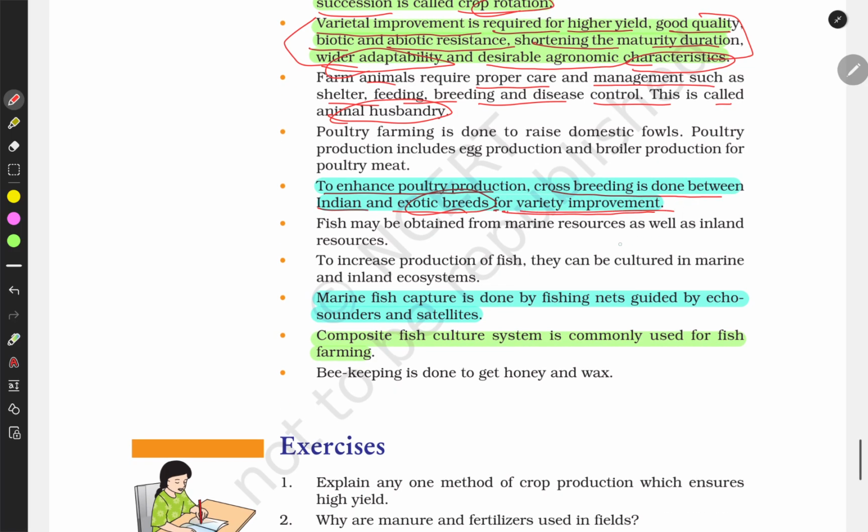Fish may be obtained from marine sources as well as inland sources. Marine fish capture is done by fishing nets guided by echo sounders and satellites. And the composite fish culture system is commonly used for fish farming. And beekeeping is done to get honey and wax.